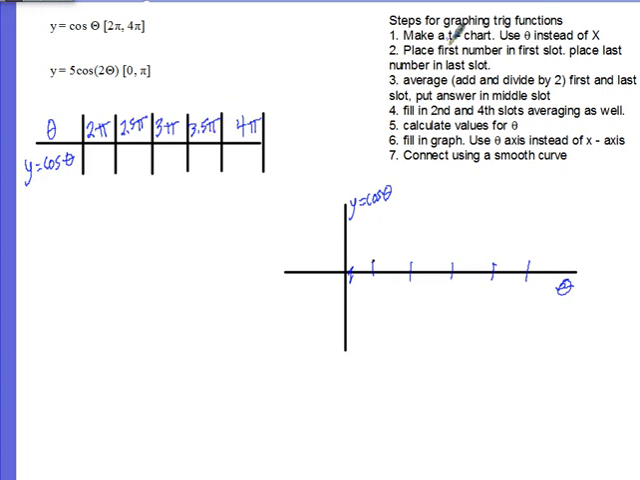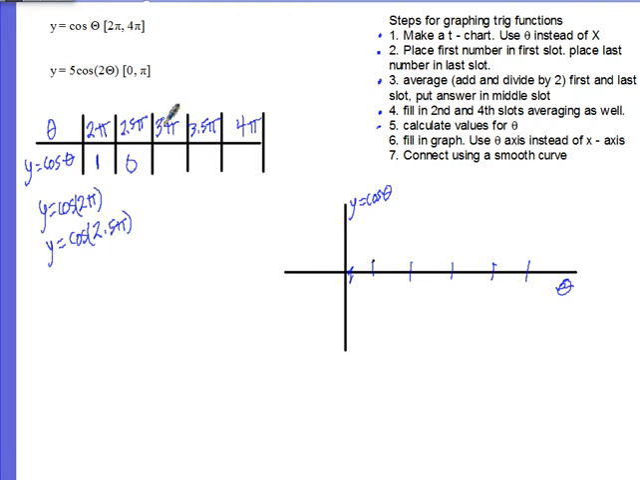So I've made a t-chart. I put my first number in the first slot, last number in the last slot. I averaged it out. I averaged my second and my fourth slots. And now I have to calculate my value. So when I put this in the calculator, it's going to be y equals cosine of 2 pi. Put that in parentheses. And y equals cosine 2 pi is 1. Y equals cosine 2.5 pi, and that's going to be 0.